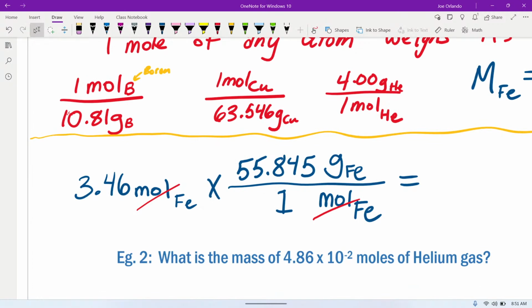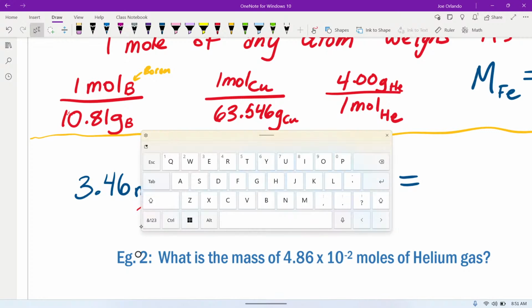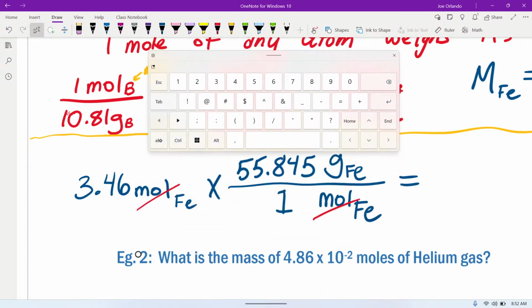Okay, and then how would I put this into my calculator? I would say 3.46, and then times 55.845, and then divided by 1. And then I would press equals, which they very cleverly put in a different place than the multiplication and division symbol, because this online calculator is very good at being a calculator.